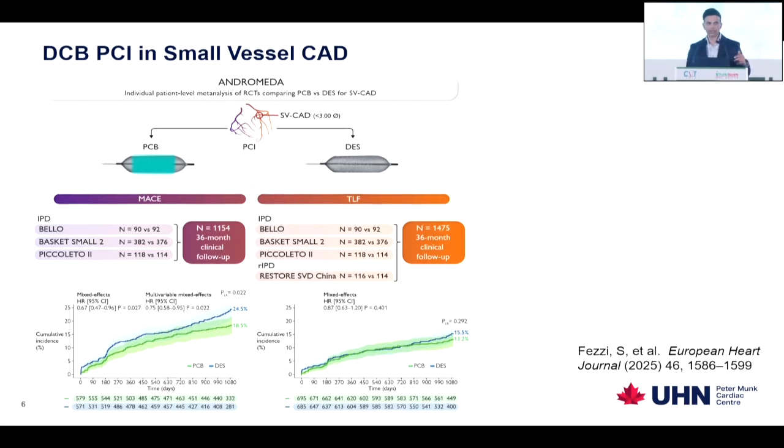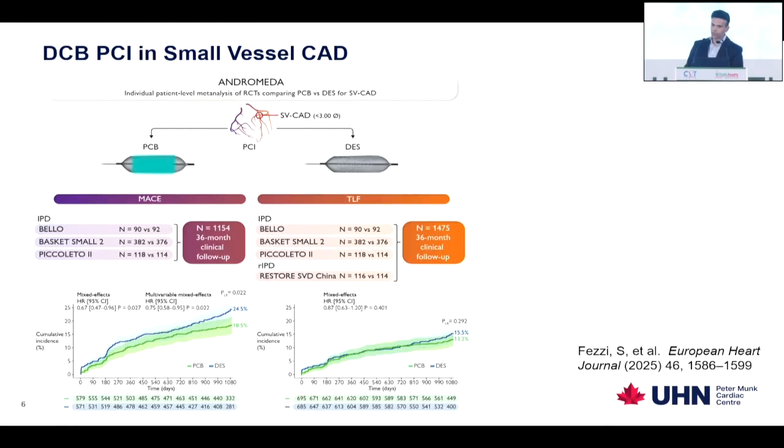The challenge is, what does small vessel mean, right? Is it 2.5 millimeters visually? Is it 3 millimeters visually? Is 2.5 millimeters visually actually 3 millimeters? Because we now have had it drilled into our heads that the vessel that we see is not the vessel that we're treating, because we know when we use intravascular imaging, it's a totally different substrate.